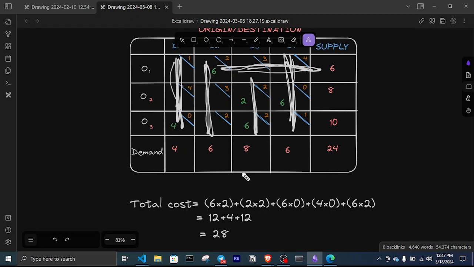And right, you are done. You cancel out those cells, whether the row or the column, and you keep repeating for the entire table. Once you are through with that, you should be able to compute the total cost of the transportation table. Alright friends, so that's it for this video.